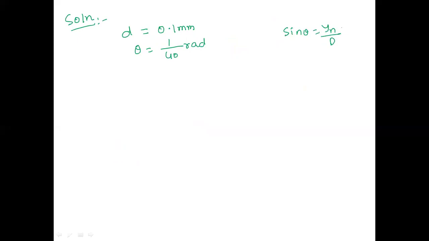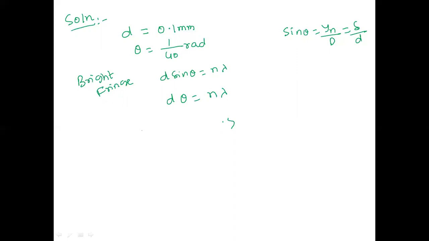For a bright fringe, we can write that delta by d is equal to n lambda over d, so d sin theta is equal to n lambda. Here you can see that theta is small, 1 by 40, which is 0.025, very small. So I will write d into theta equal to n lambda.